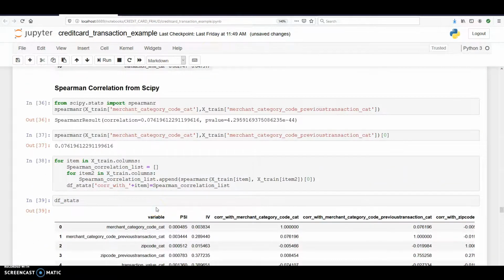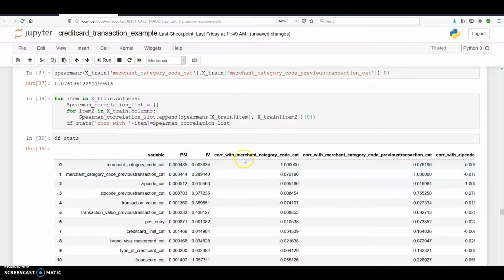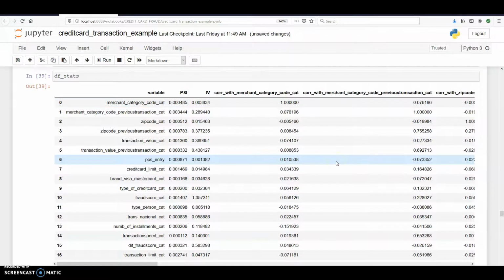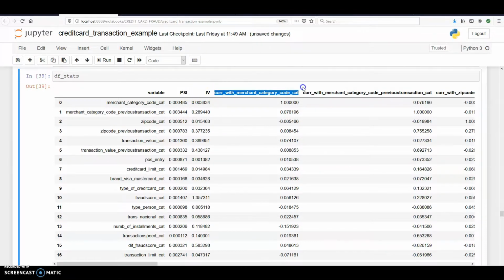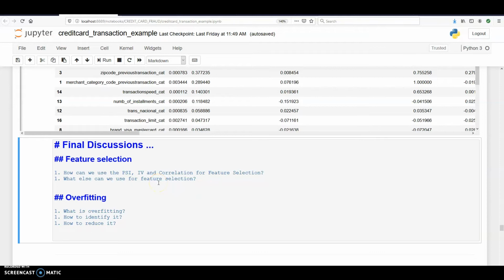Finally, I'm measuring the Spearman correlation among the variables, and I'm putting them all together, the PSI, the IV, and the correlation, to actually have a few pieces of information about the data set. What's the importance of that variable to predict? What's the stability of that variable? Is that variable correlated with another? With those things, I can decide which variable to remove and which variable to keep. So for the fraud detection game, this is a starting point. One could change those metrics or even use a genetic algorithm instead.